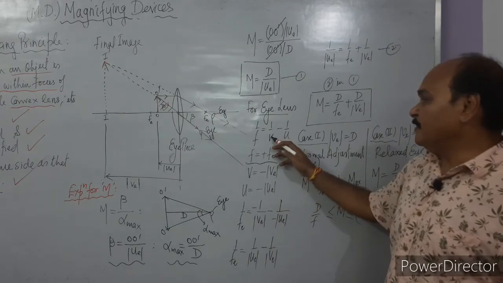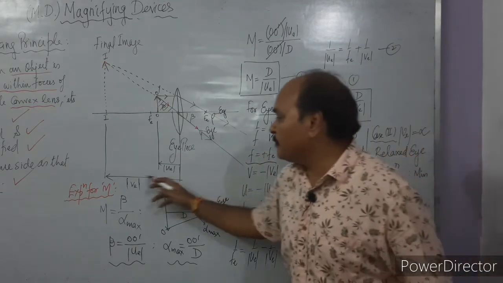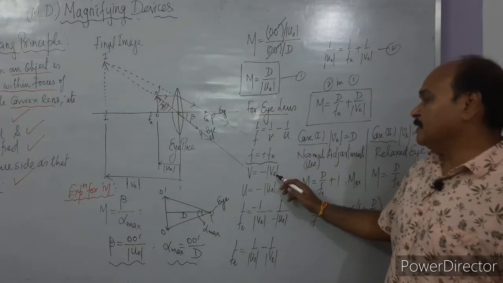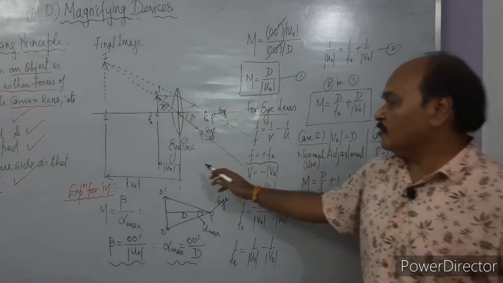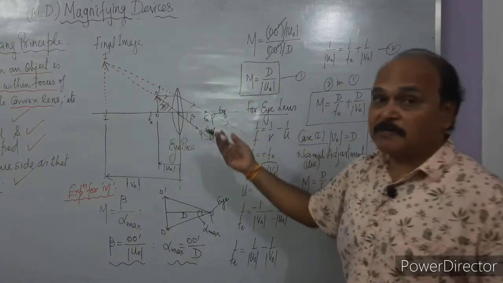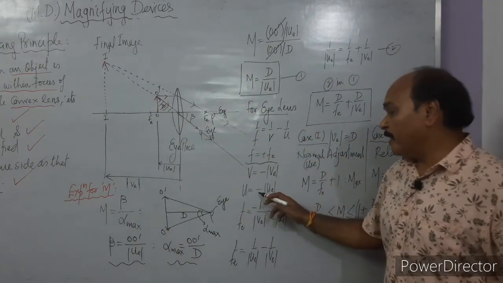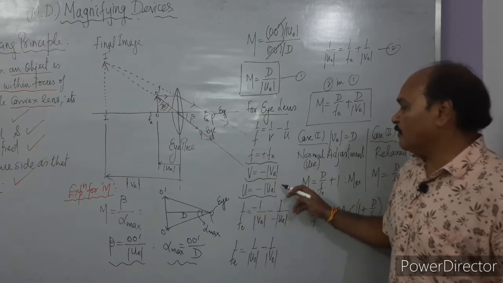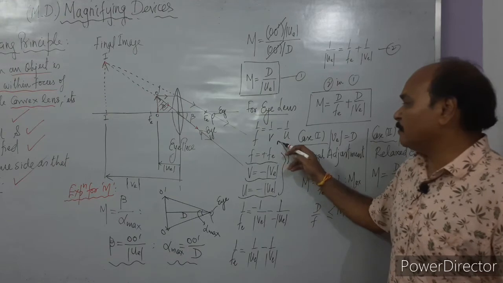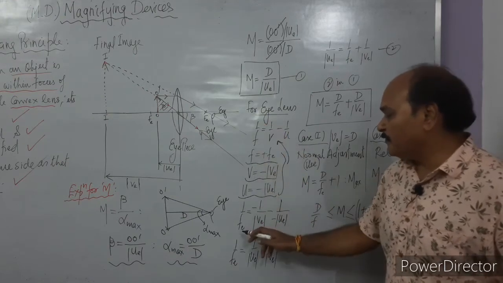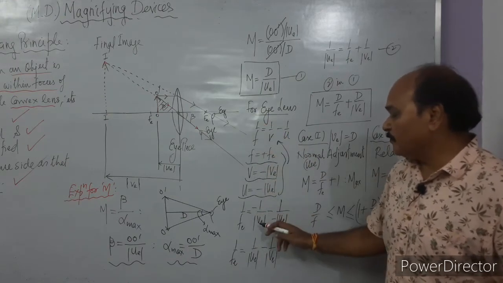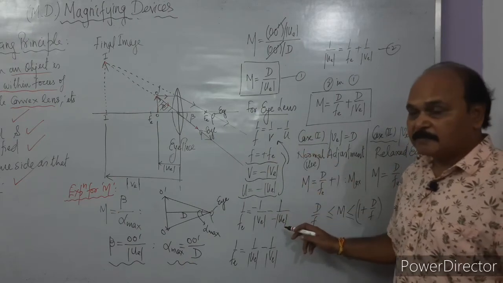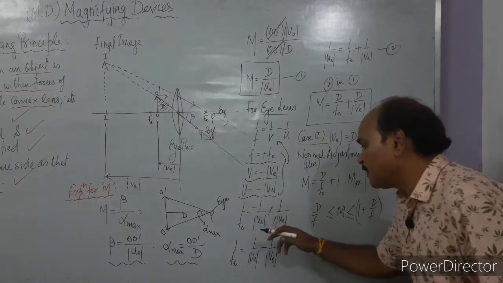What is V? The distance of image as per sign convention is negative. So V is minus VE. And object distance U is also negative as per sign convention, that is minus UE. If we substitute all these values in the lens formula, we get 1 upon FE is equal to minus 1 upon VE minus 1 upon UE with minus sign. So this minus becomes plus.